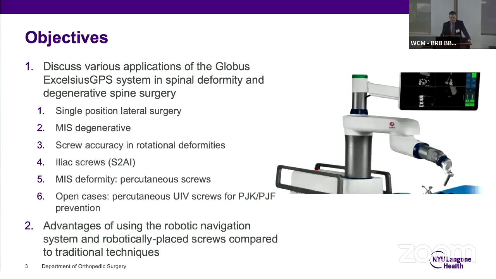As an overview, I'm going to discuss advantages of robotic surgery, particularly with single position lateral for MIS degenerative cases, screw accuracy in all kinds of deformities in the spine, S2 alar iliacs, MIS deformity and percutaneous screws, as well as open deformity cases, and things like PJK prevention with percutaneously placing the UIV. There are a lot of advantages, and this is probably a huge topic, much more than we can cover in one section. We could probably talk about each of these in a separate talk.